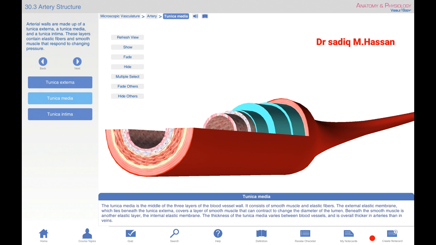Beneath the smooth muscle is another elastic layer, the internal elastic membrane. The thickness of the tunica media varies between blood vessels and is overall thicker in arteries than in veins.